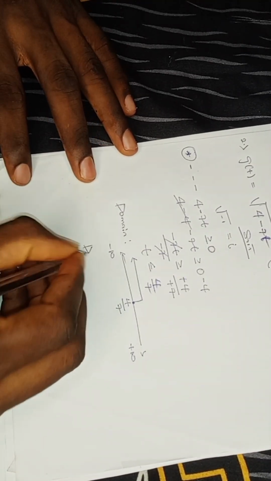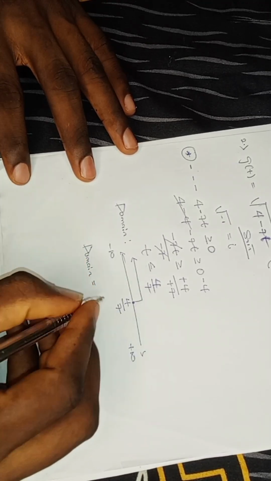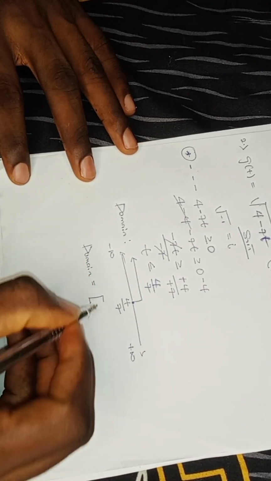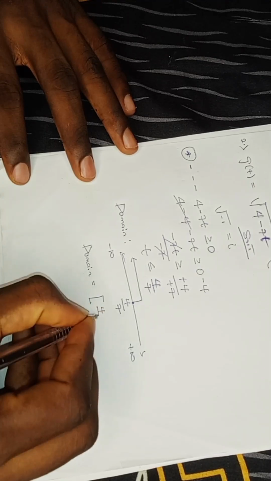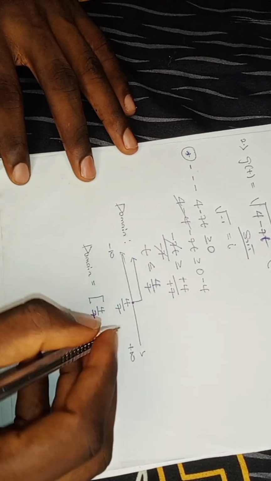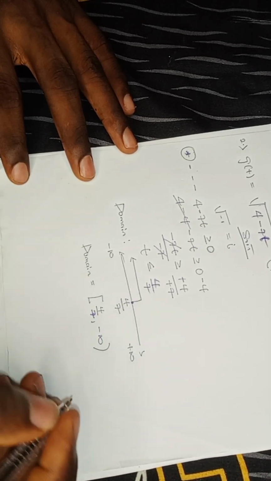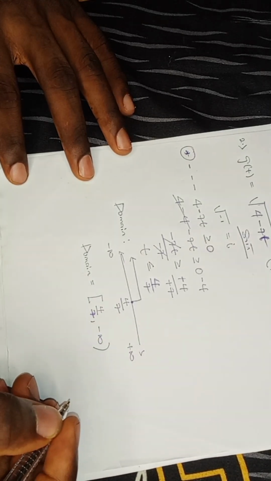So it means that my domain will be what? Locked. Remember, it's locked at 4 over 7, so I can use close bracket 4 over 7. Then it will go from 4 over 7 down to negative infinity. That means 4 over 7 down to negative infinity. So this becomes my domain.